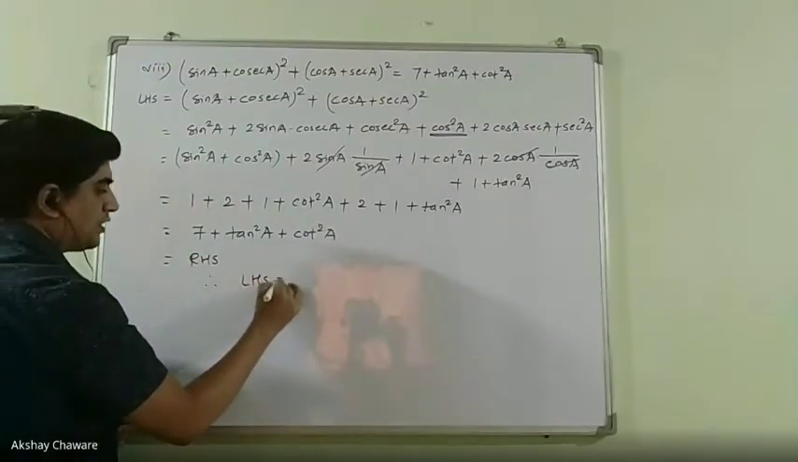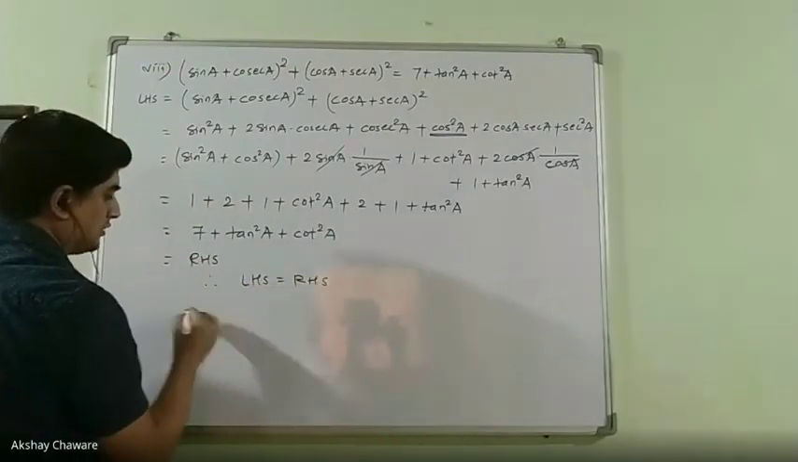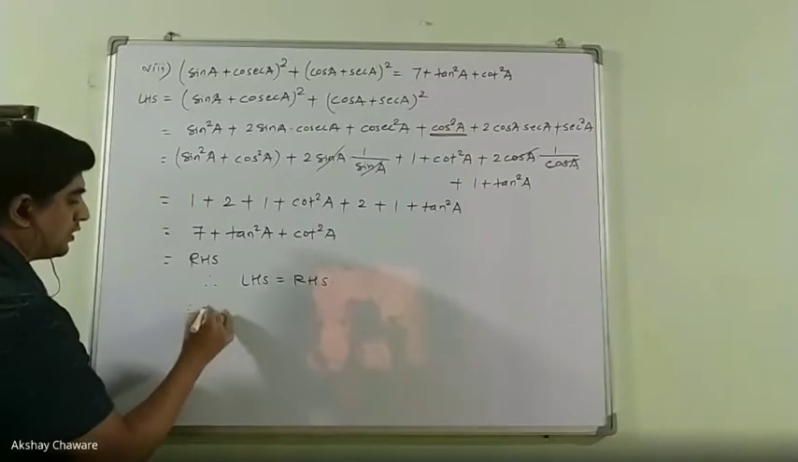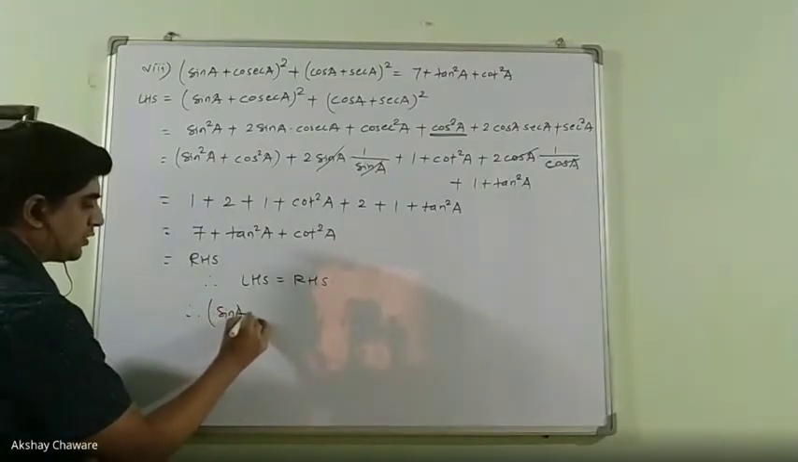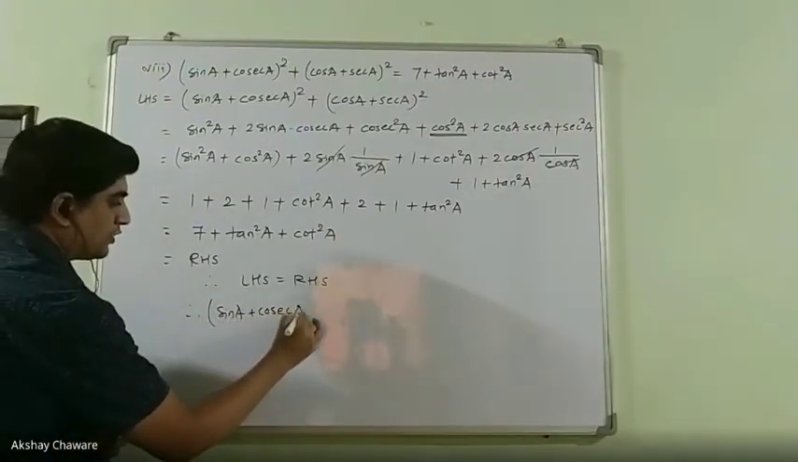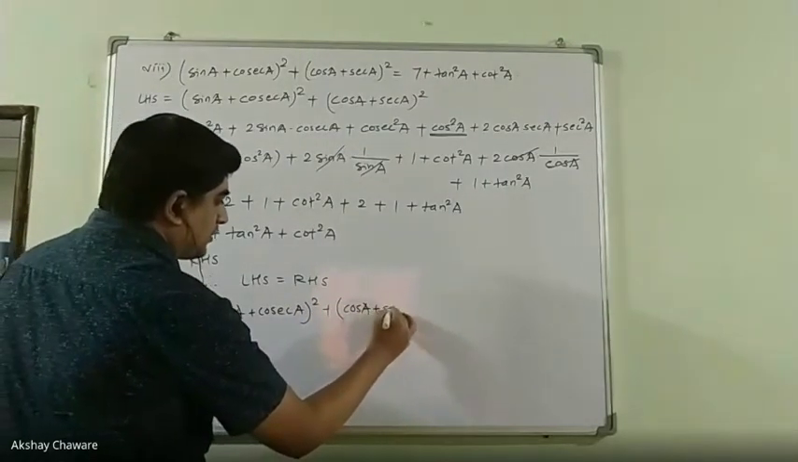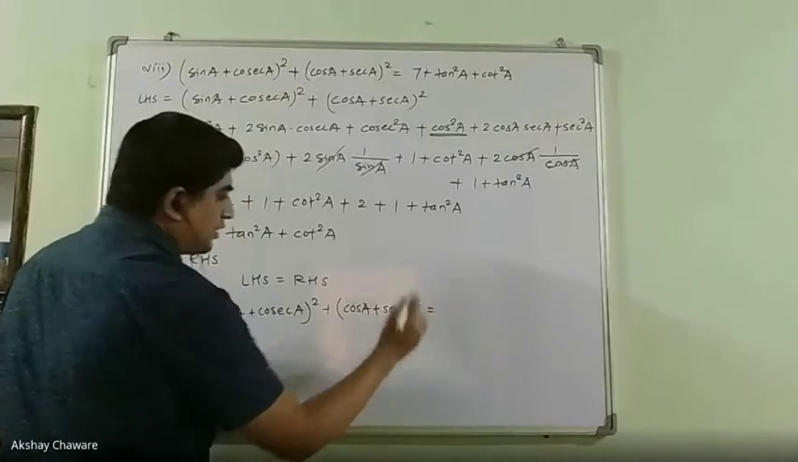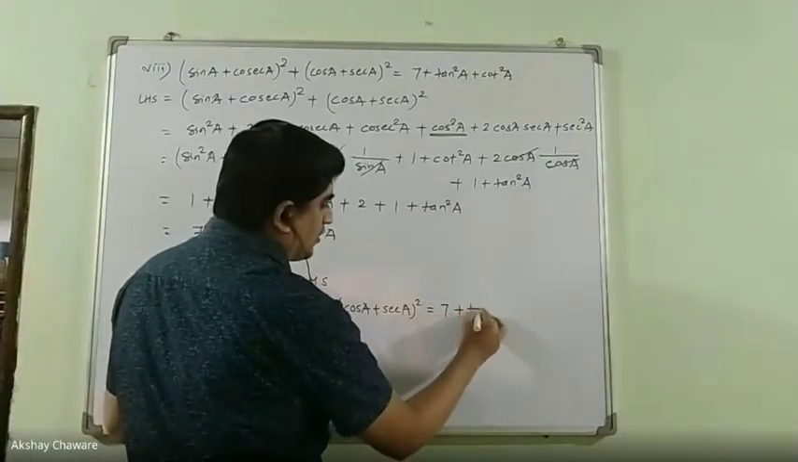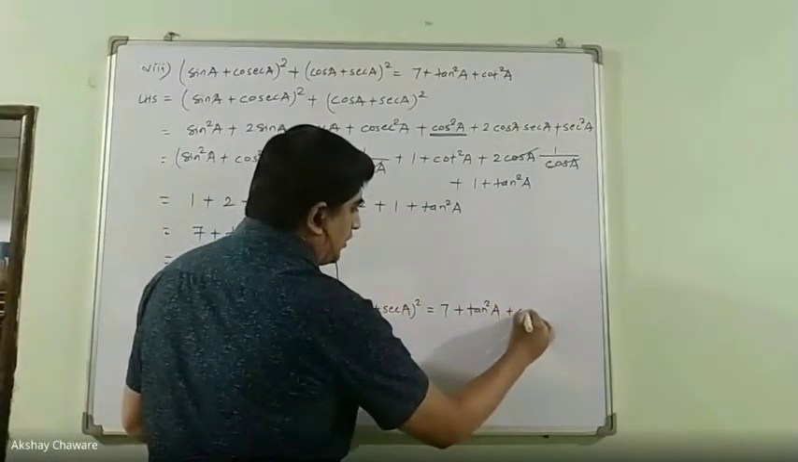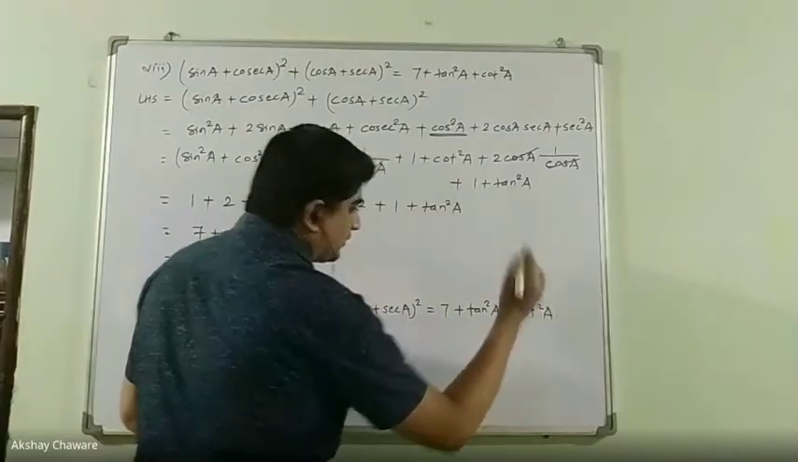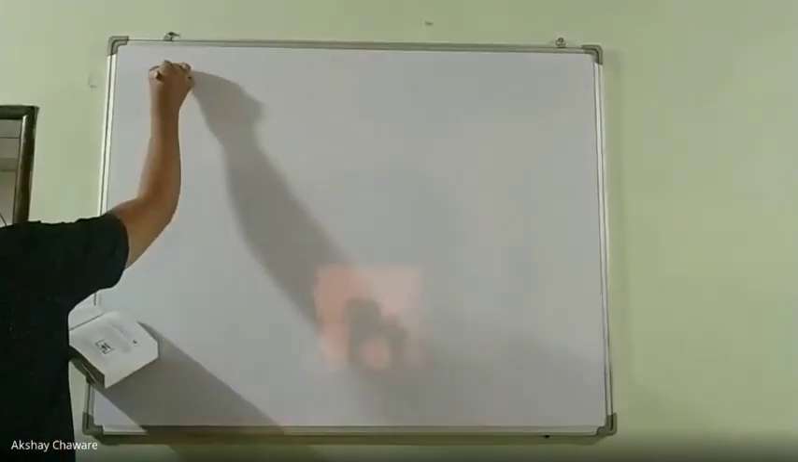So we can write LHS is equal to RHS, and then the complete statement. The complete statement is nothing but (sin A plus cosec A) whole square plus (cos A plus sec A) whole square, that is equal to 7 plus tan square A plus cot square A. That's it. So here is your ninth question.